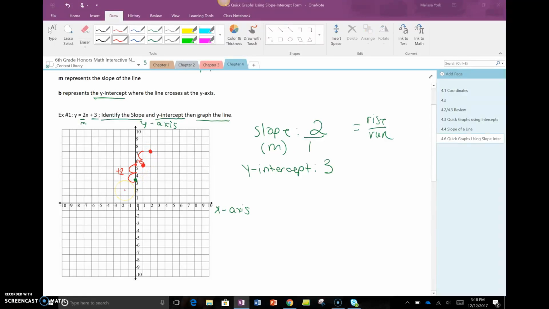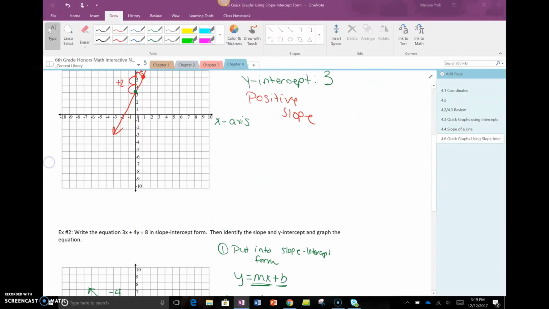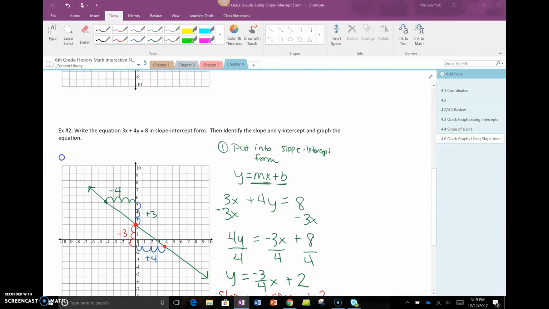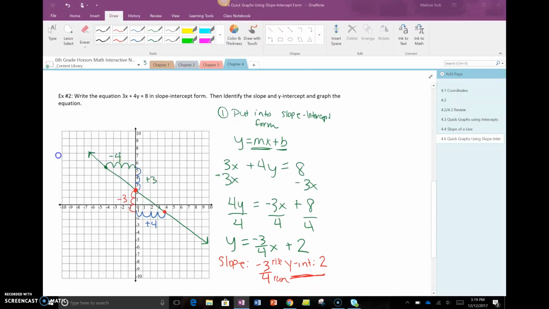Once I've graphed a few points on the line, starting with the y-intercept, then looking at my slope to plot additional points, I'm going to use my straight edge to connect those 3 points, and this is representing the equation of my line working with slope-intercept form. Okay, and notice that this too is a positive slope. Okay, this other one here, I've done these in class, so I'm just going to explain this one here.